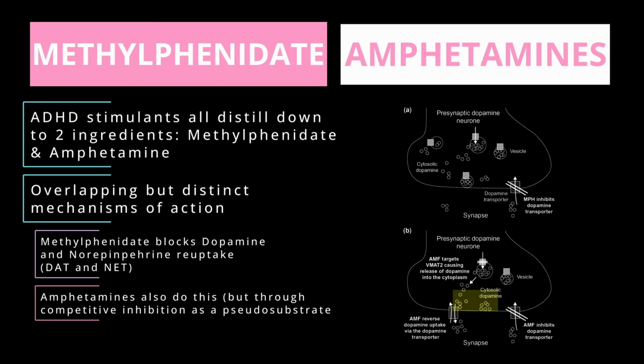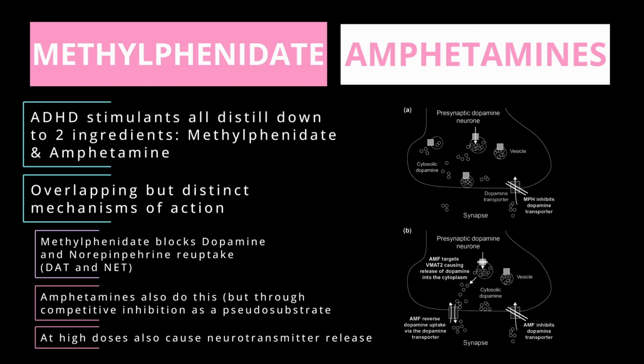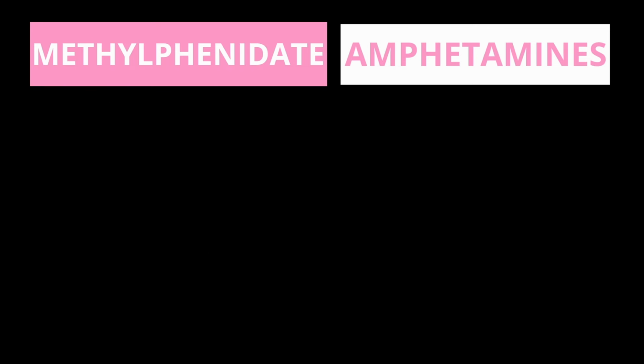So I simplified this all a little bit, but the gist is that methylphenidate blocks the reuptake of norepinephrine and dopamine. Amphetamines also do this, but at high doses, they also displace stored dopamine and norepinephrine, releasing even more neurotransmitter into the synapses. So this additional mechanism of action may help explain why amphetamines have a higher abuse potential and why they lead to more euphoric effects. So now let's look at the differences between amphetamines and methylphenidate.